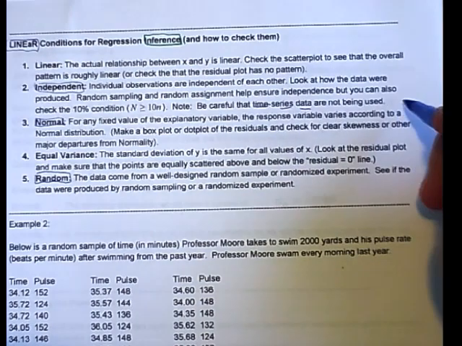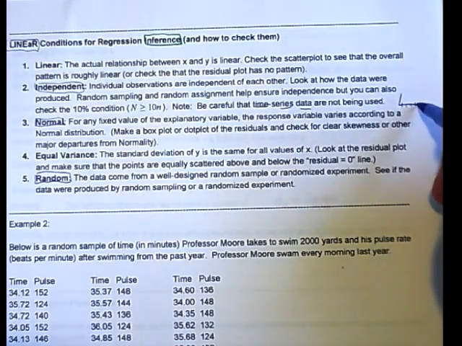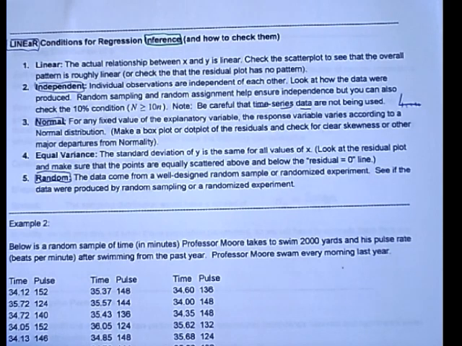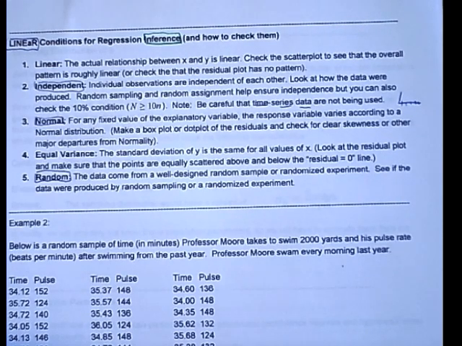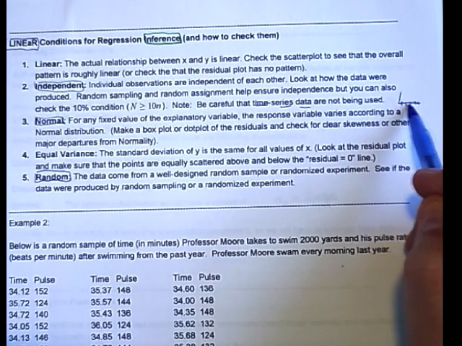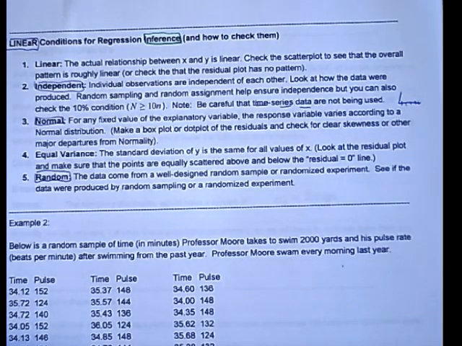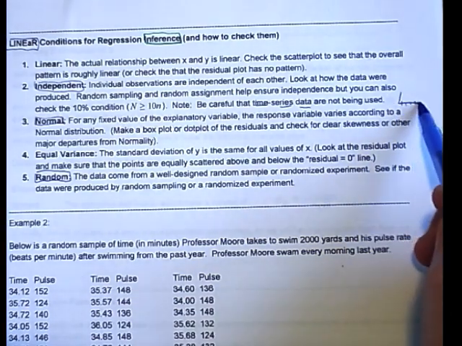Now when it says be careful that time series data are not being used, what they're talking about there is make sure on your scatter plot that your X values don't represent things like January, February, March, that kind of thing. But what this could be is you could say how many days since January 1st of a certain year. That would be okay. But if these are January, February, March, that's not good enough, because the data has to be quantitative, not categorical.